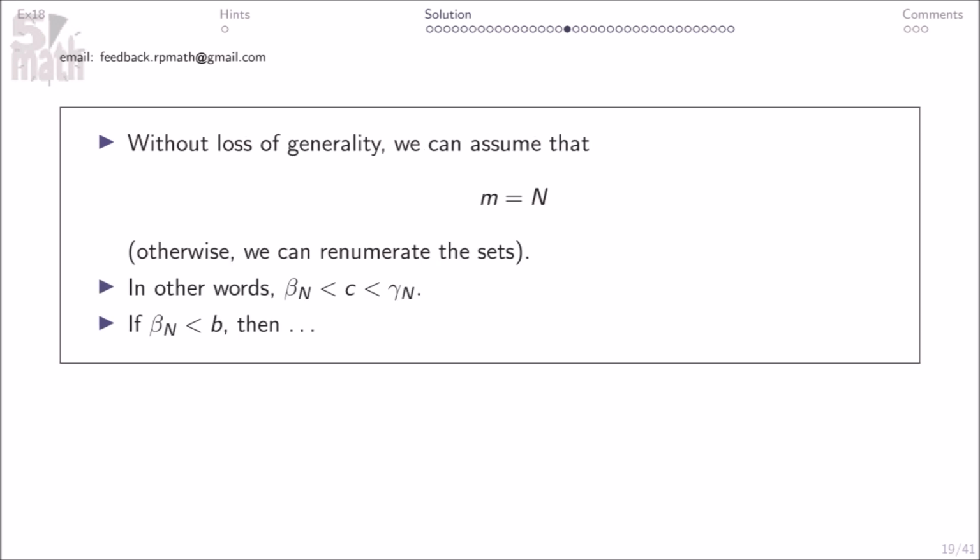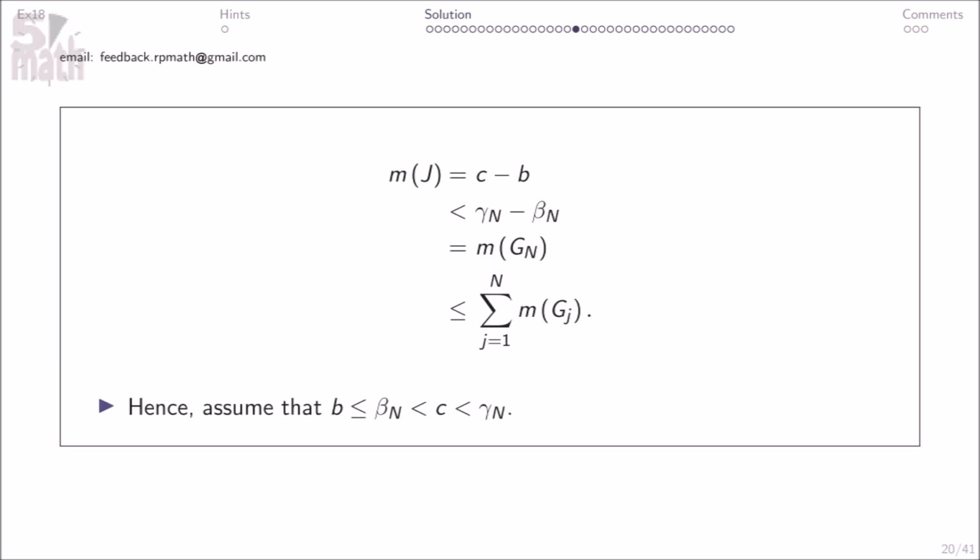Without loss of generality, we can assume that m equals n. Otherwise, we can enumerate the sets. In other words, beta of n less than b less than gamma of n. If beta of n less than b, then m of j equaling this. Hence, assume that b less than or equal to beta of n less than c less than gamma of n.